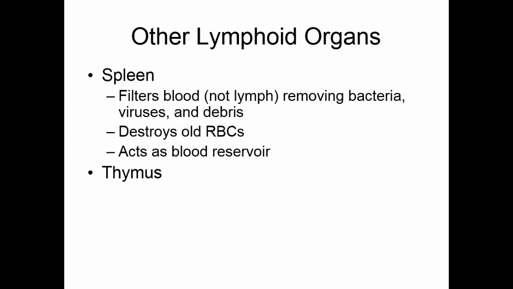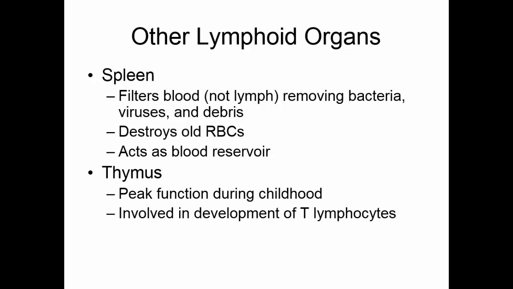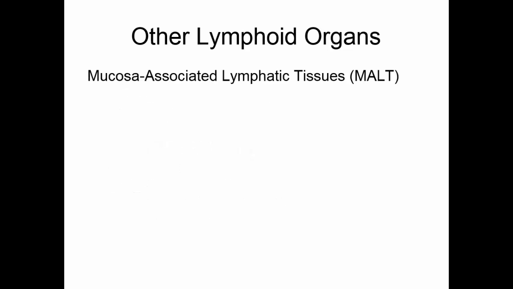The thymus is a large gland that's located in the mediastinum. It is particularly active during childhood. The thymus functions in the development of the T lymphocytes, which is part of the specific immune system. We also have clusters of tissues known as the mucosa-associated lymphatic tissues, or the MALT. These help protect the upper respiratory system and the digestive system.